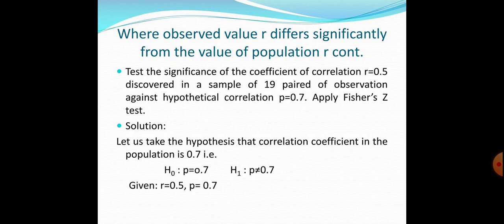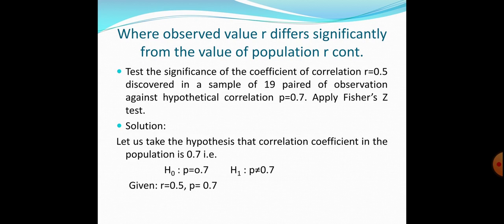Test the significance of the coefficient of correlation where r is equal to 0.5 discovered in a sample of 19. Here the sample size is 19 and the value of the sample correlation is r equal to 0.5, against the hypothetical correlation, that is the population correlation, of 0.7. Now apply the Fisher-Z test as 2 correlation values are given. One is the sample correlation and the second one is the population correlation coefficient.